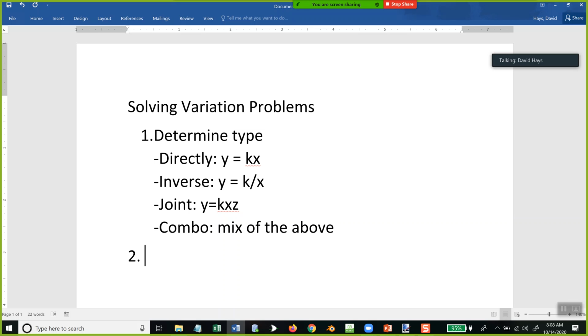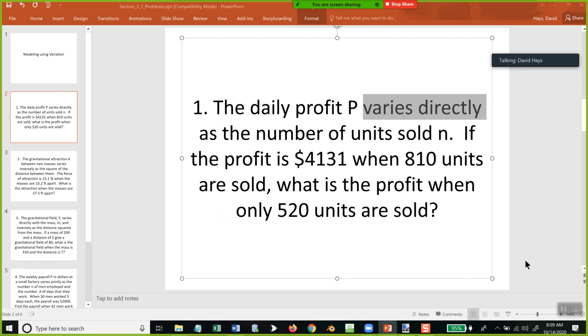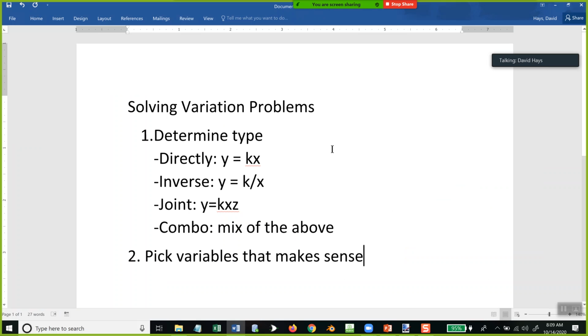Now after that, you want to pick variables that make sense. Typically, x, y, and z do not make sense in a problem. You choose P for profit, n for the number of units sold, P for profit. So those would be the variables here that make sense. Sometimes they give that to you, sometimes you have to pick them yourself.